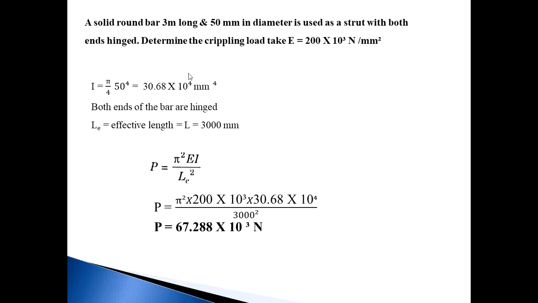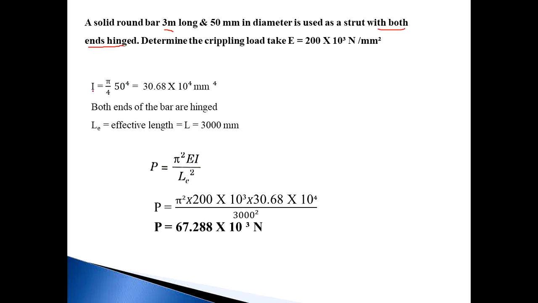So let us see one problem. A solid round bar 3 meter long and 50 mm in diameter is used as a strut with both ends hinged. Determine the crippling load. Take E is equal to 200 into 10 raised to 3 Newton per mm square. So basically a round bar means that is the circular section, and length of the bar is 3 meter and end conditions are both ends are hinged.